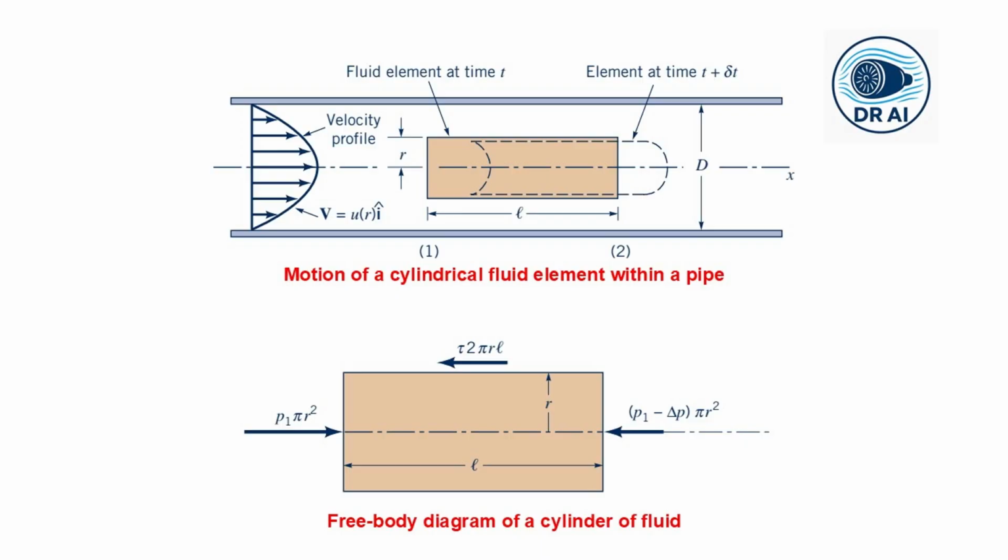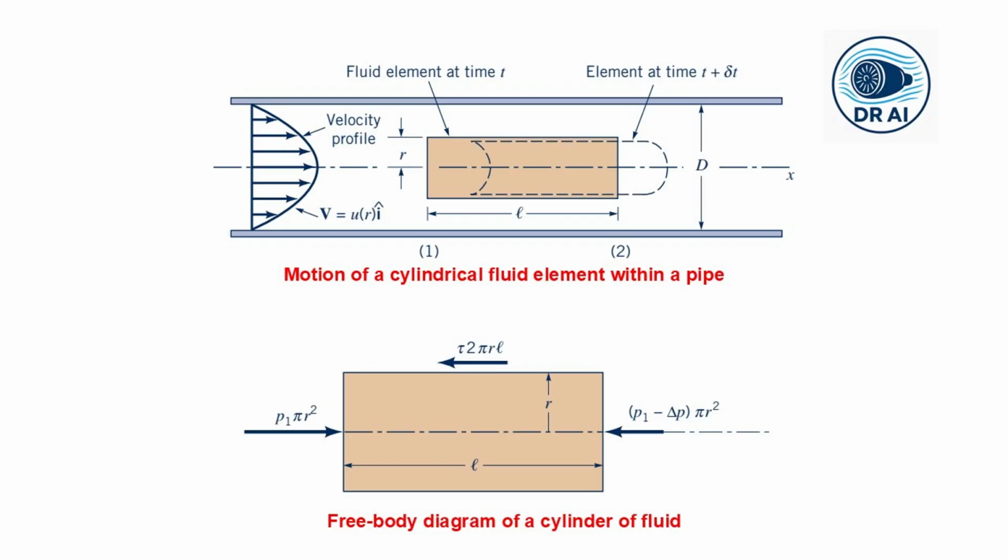Now, the textbook of Munson gives us three ways to derive this, but we are going to start with the most intuitive one, applying F equals ma, Newton's second law, directly to a fluid element. So let us visualize this. Imagine a horizontal pipe, and inside it, picture a small cylindrical chunk of fluid. It's centered right on the pipe's axis. It has a length, let's call it L, and a radius R. This is our free body diagram as shown over here.